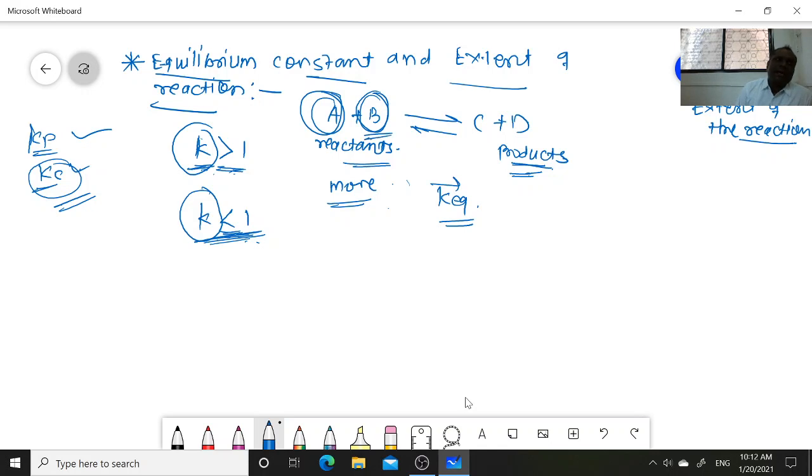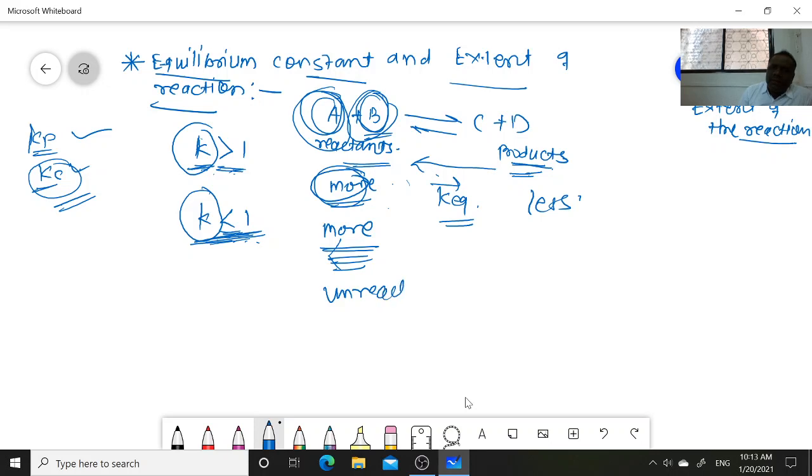Some of the reactants are unreacted, meaning what? The reaction proceeds to the backward direction more. The concentration of product is less and the concentration of the reactant is more. The reaction proceeds, but K is less than 1. Therefore, the concentration of the reactant is more. Most of the reactant molecules remain unreacted.